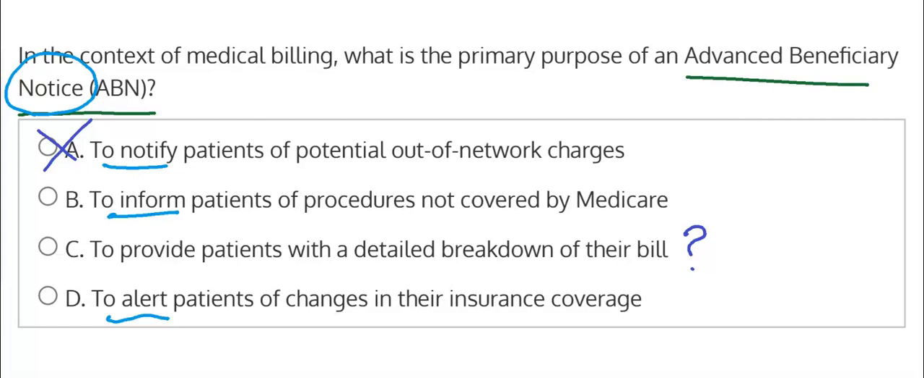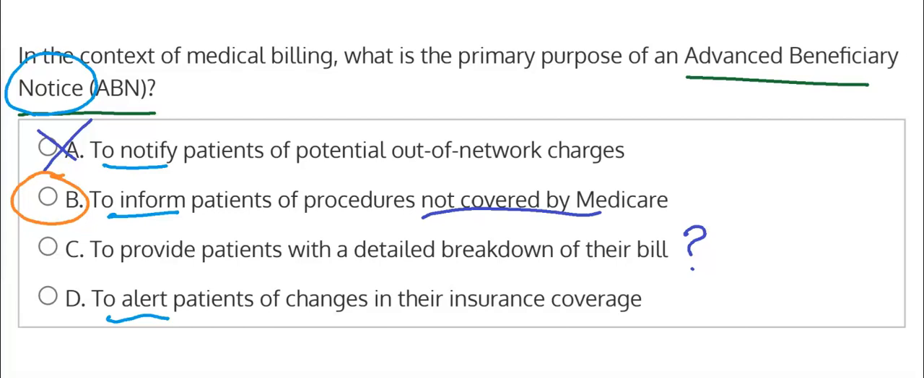And that actually is the definition of what an advanced beneficiary notice is. That's something that is involved within the Medicare process to let patients know if something's covered versus not covered, so then they can make the decision if they want to go through with something if it's not going to be covered, if they feel like it'll still be worthwhile, and they could discuss that with their provider. So option B is looking correct here.